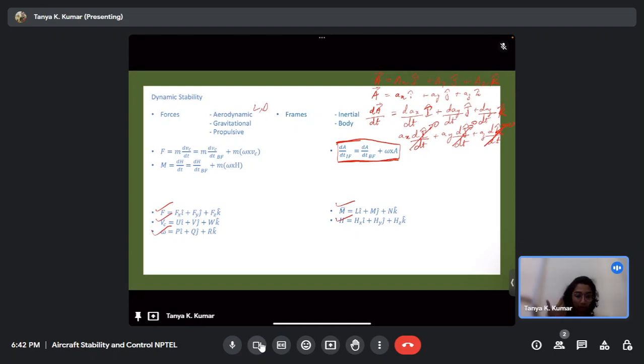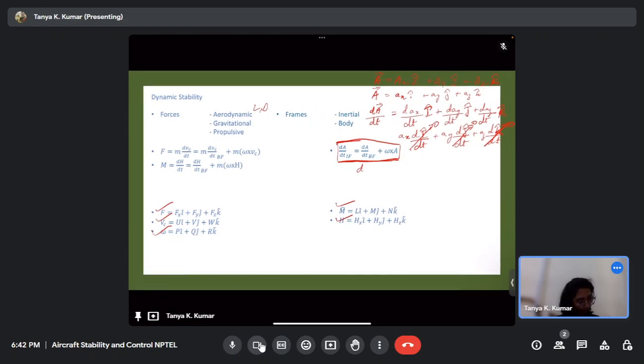What is the inertial frame? Now do you understand the difference between inertial and body? So the inertial frame is fixed in time. So the unit vectors defining the inertial frame are fixed in time. Okay, so dI/dt, dJ/dt, dK/dt are all 0. So the differentiation of the vector in the inertial frame is just the first three terms. Okay, now let's take the derivative in the body frame.